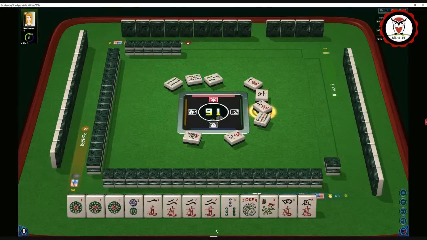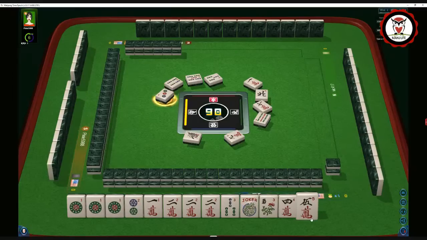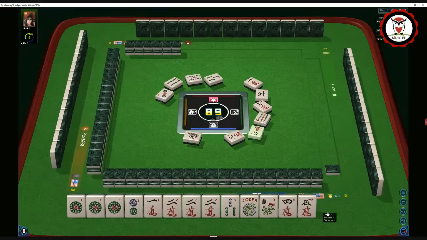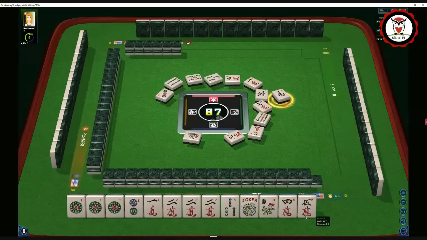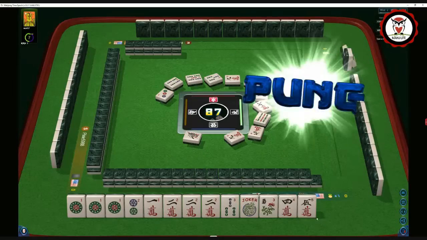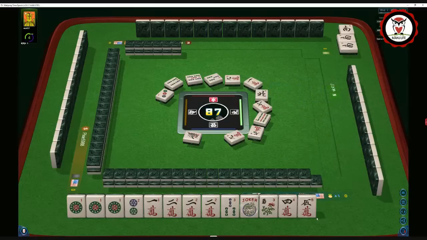7 characters. I think that we have a stronger potential for 1, 2, 3 though, even though a 3 bam went down. 3 dots. 9 characters. 9 characters. So 1 dot, 2 crack. South wind. If we get another joker, we could even consider that 3rd quint. We would need those flowers though.